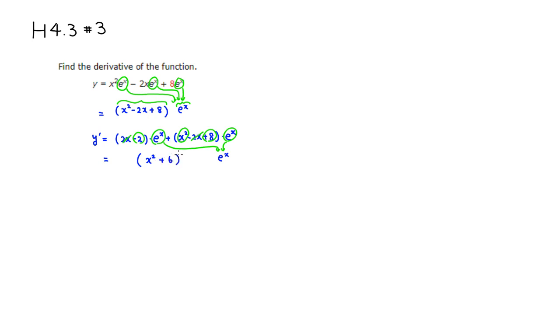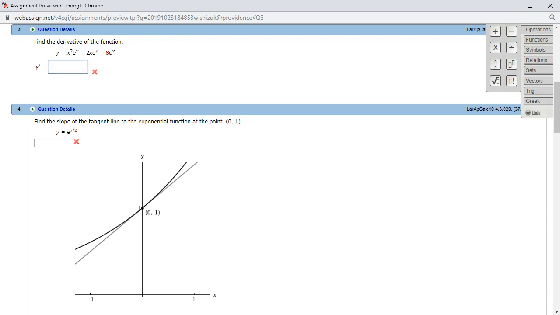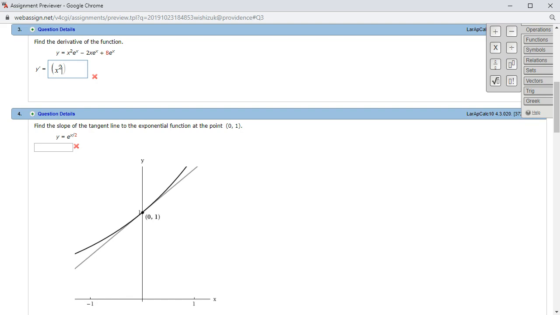So we got that. Maybe I should put the e to the x a little bit closer here. But the derivative is quantity x squared plus 6 times e to the x. All right, let's type it in. So what we got was quantity x squared plus 6 times e to the x.